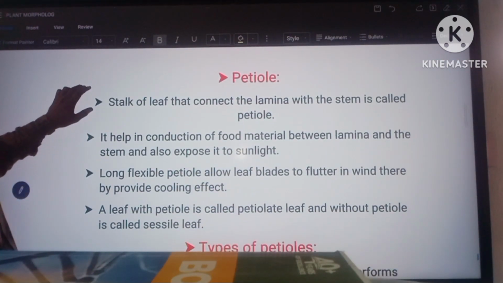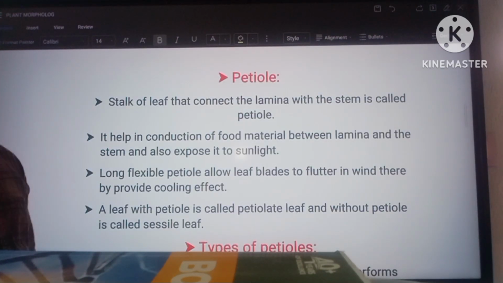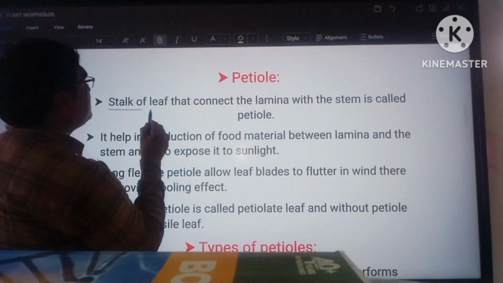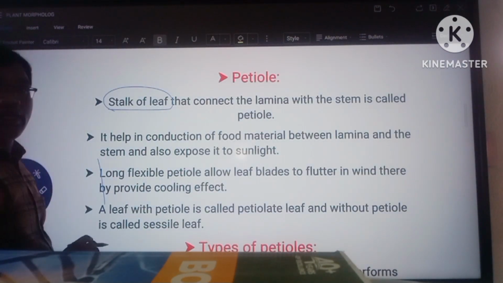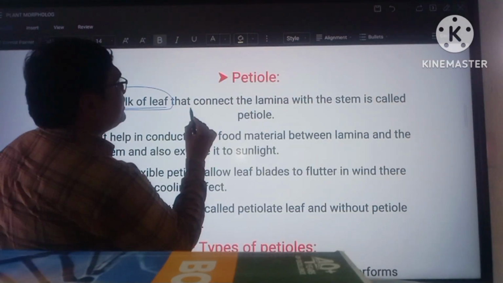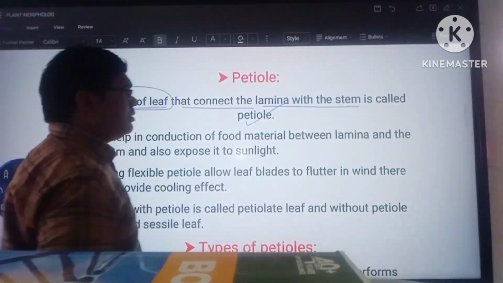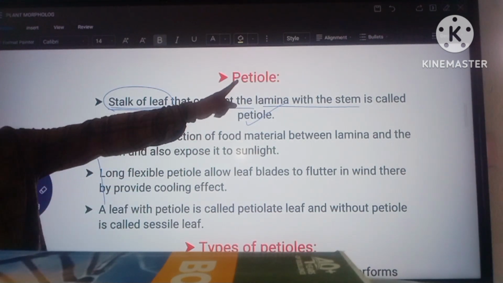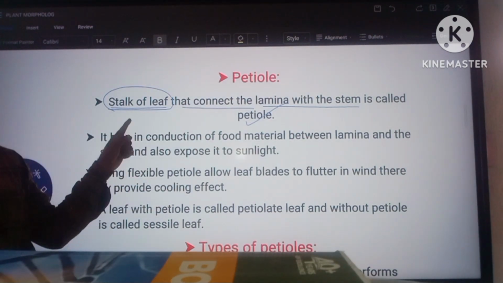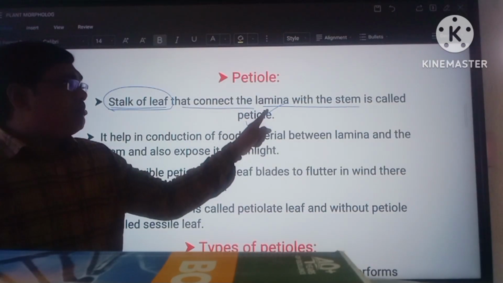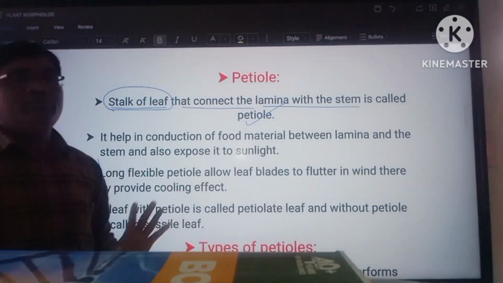The third part is the petiole. What is the definition of the petiole? The petiole is the stalk of the leaf that connects the lamina with the stem. So, the definition of petiole: the stalk of the leaf that connects the lamina with the stem is called the petiole.